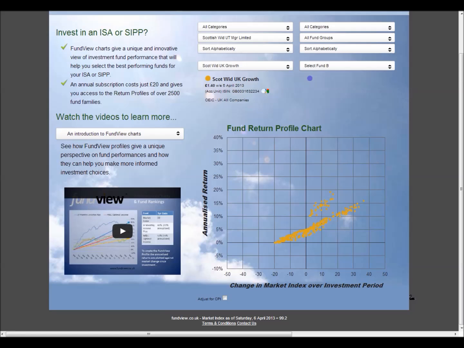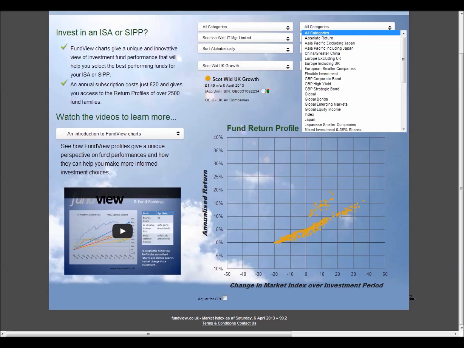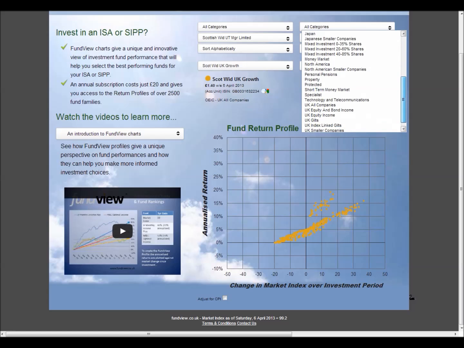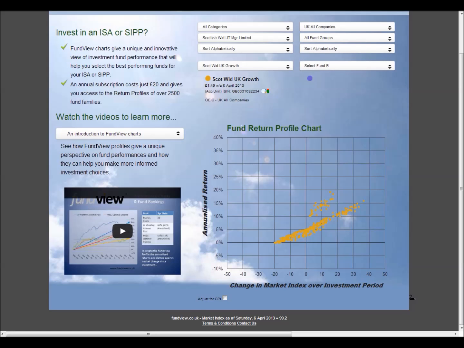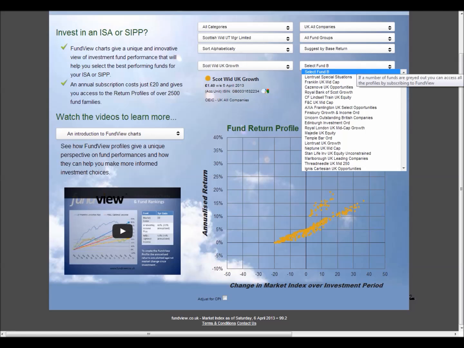Let's spend a minute or two researching. Start by going to the selectors for a comparison fund. To limit our search to the same sector, we will filter the categories to UK All Companies, and in the sort option choose Suggest by Base Return. This isn't a definitive ranking, it's merely an approximate screening for the most likely candidates.